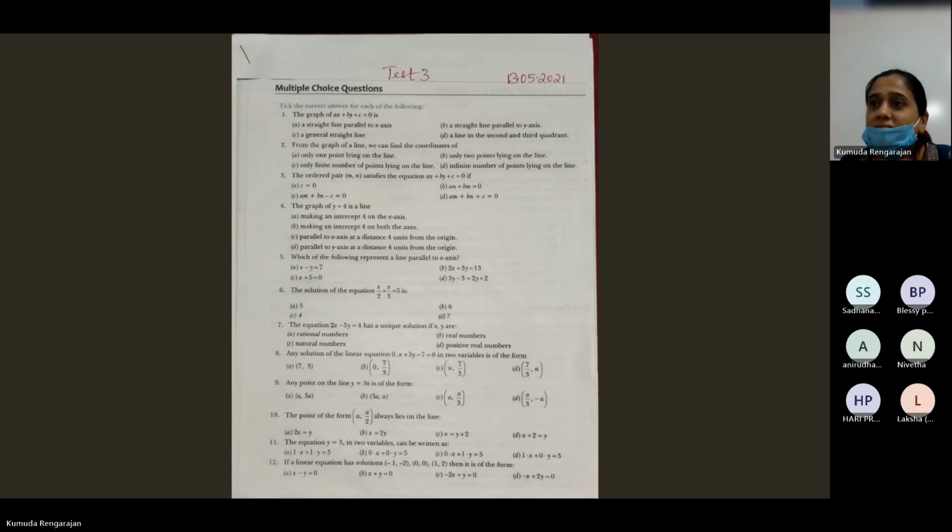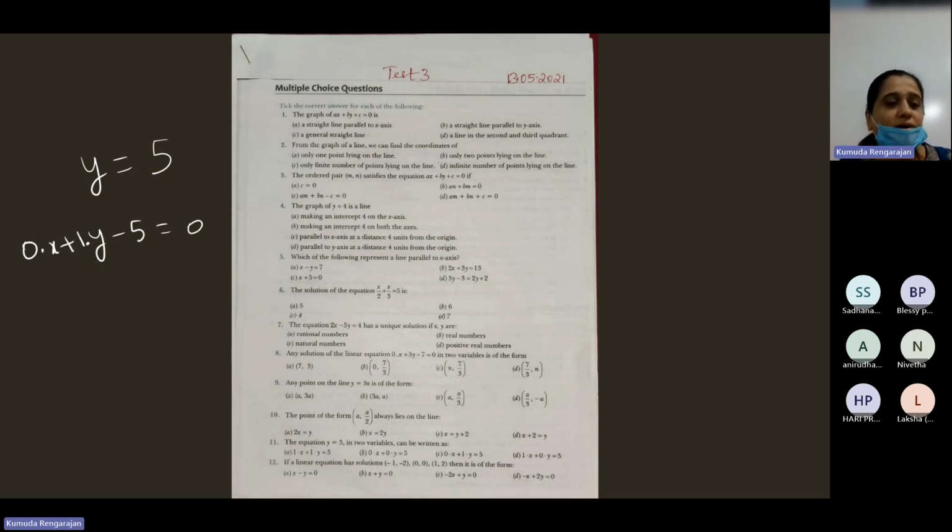Okay, here children, C is the correct option. Very good. Because we have y is equal to 5, right? That means if you bring it to this side, it will be y minus 5 is equal to 0. There is no x. How do you show it if there's no x? It is 0x. 0 into x, plus y means 1 into y, minus 5 is equal to 0. That is option C.